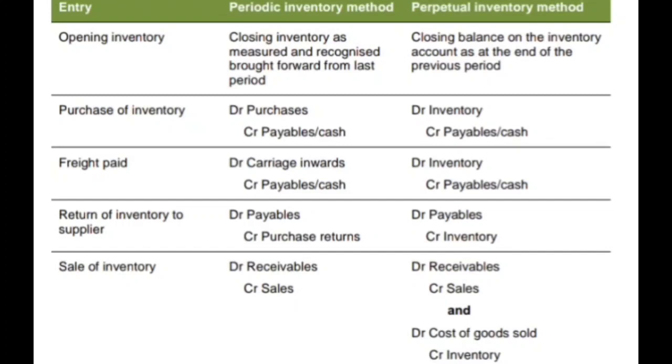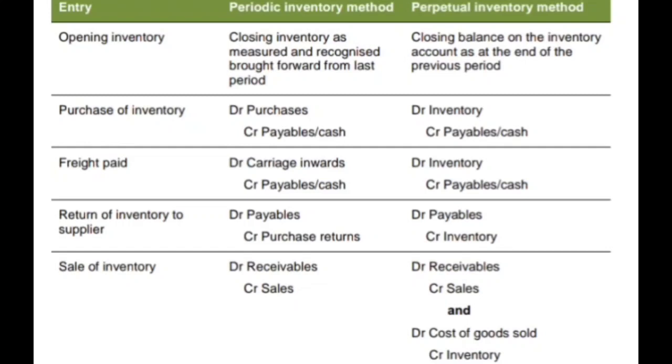So carriage inwards is debited and payables or cash credited. Afterwards, this carriage inwards shall be added into the purchases. That is another thing, but under these systems, we have to see: carriage paid under the perpetual inventory method shall debit the inventory account. It shall go directly to the inventory account, and payables or cash shall be credited.